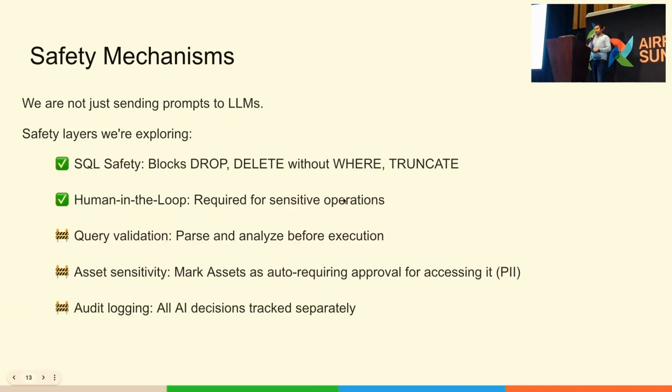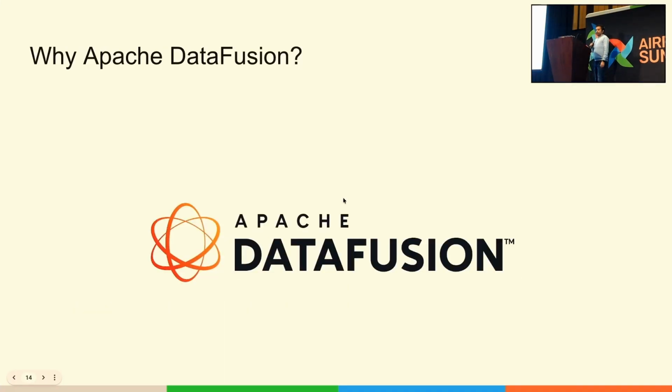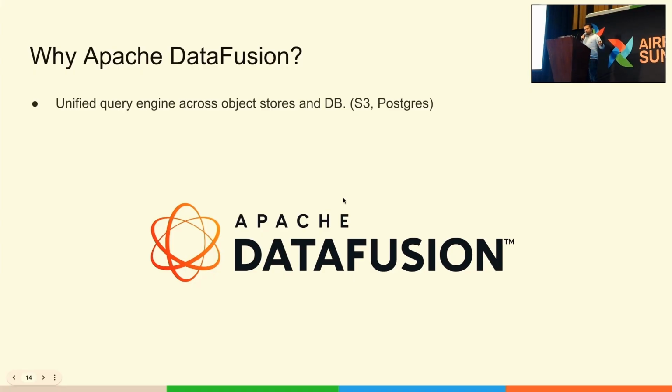Audit logging: all the AI decisions are tracked separately and read only by default. We don't want AI touching our prod databases. So Pavan showed Apache DataFusion. What is DataFusion? It's a unified query engine that works across object storage as well as databases. So you can imagine you can write the same query to access something in S3 or something in Postgres. It can work on multiple formats: JSON, CSV, Iceberg, Delta Lake.